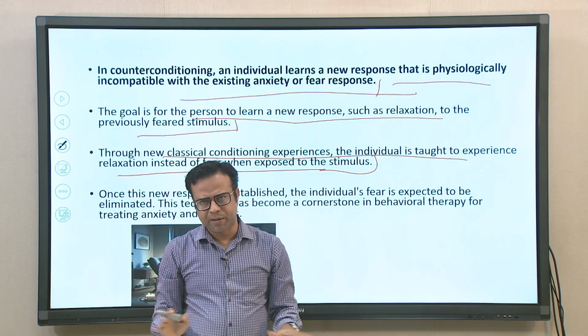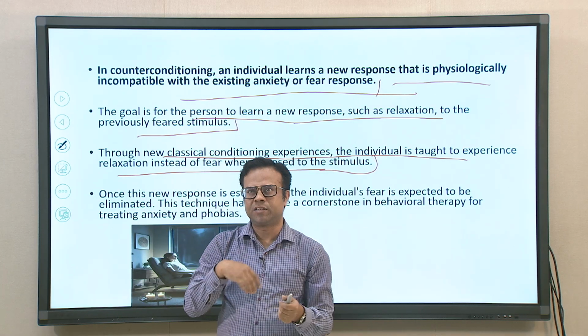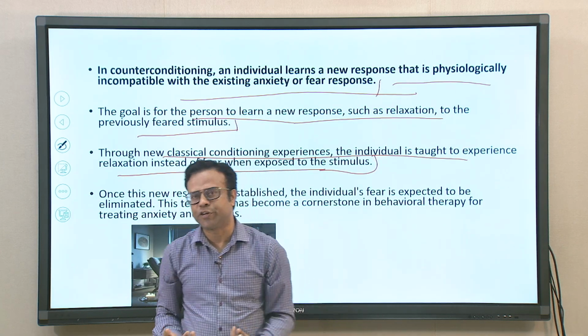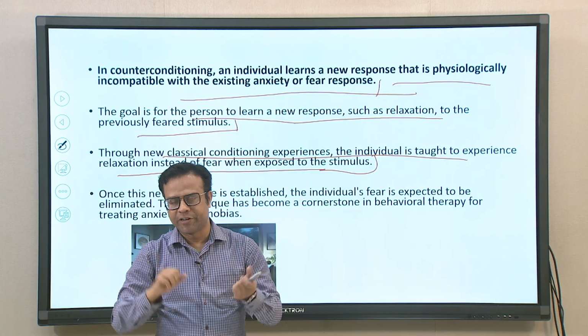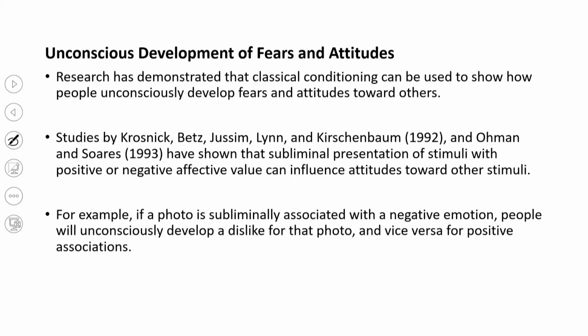So, these are the broad principles. There are many things involved in it. These are some of the examples of how classical conditioning can be applied in real life contexts. Some recent research also shows that a lot of this unconscious development of fears and a lot of the attitudes that we have, certain biases towards some ideas, some people, some situations, can actually be classically conditioned. We learn them by classical conditioning.